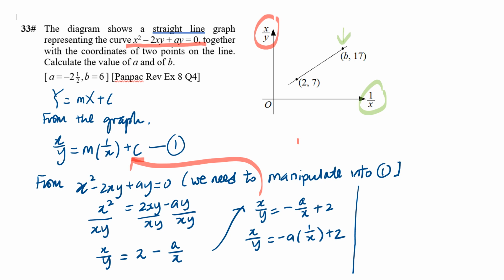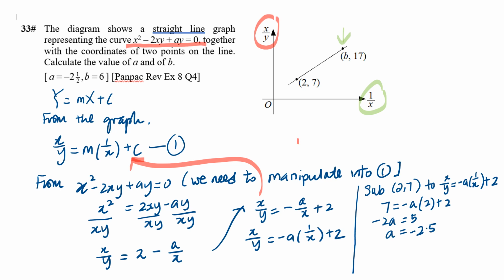In this case, it's very clear already that your gradient is actually the value of negative a, and the y-intercept value is 2. So from there, how are we going to make use of it? Yes, we can find your gradient first by substituting in one point, because you have a point 2, 7 there. So you can sub that in to find the unknown a, which gives a to be negative 2.5. And once you found the value of a, which is 2.5, you can just use your gradient formula to find the value of b.